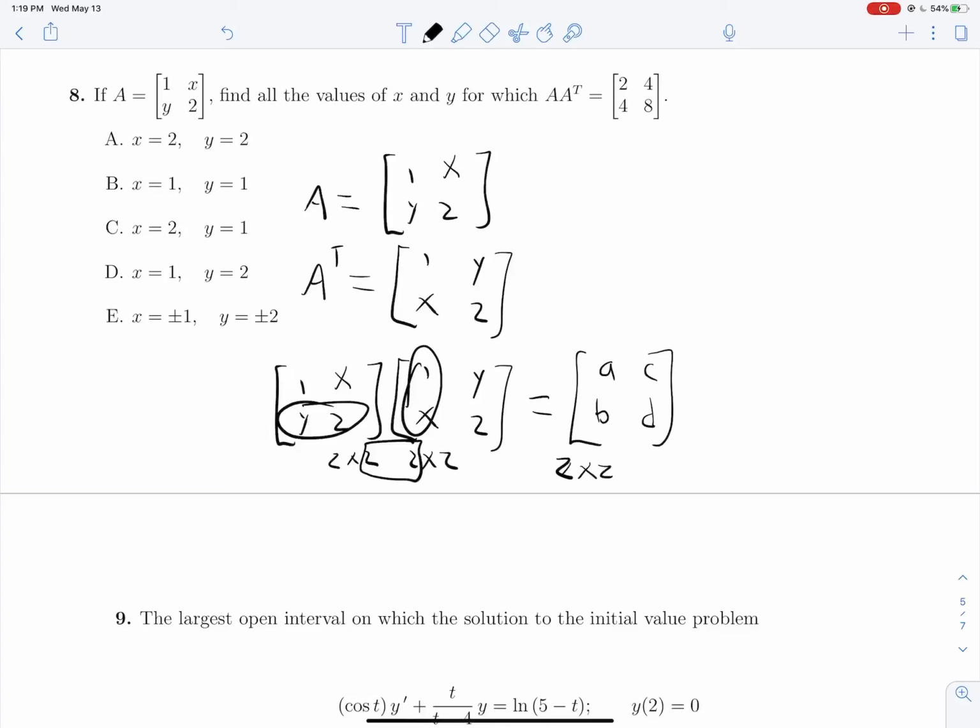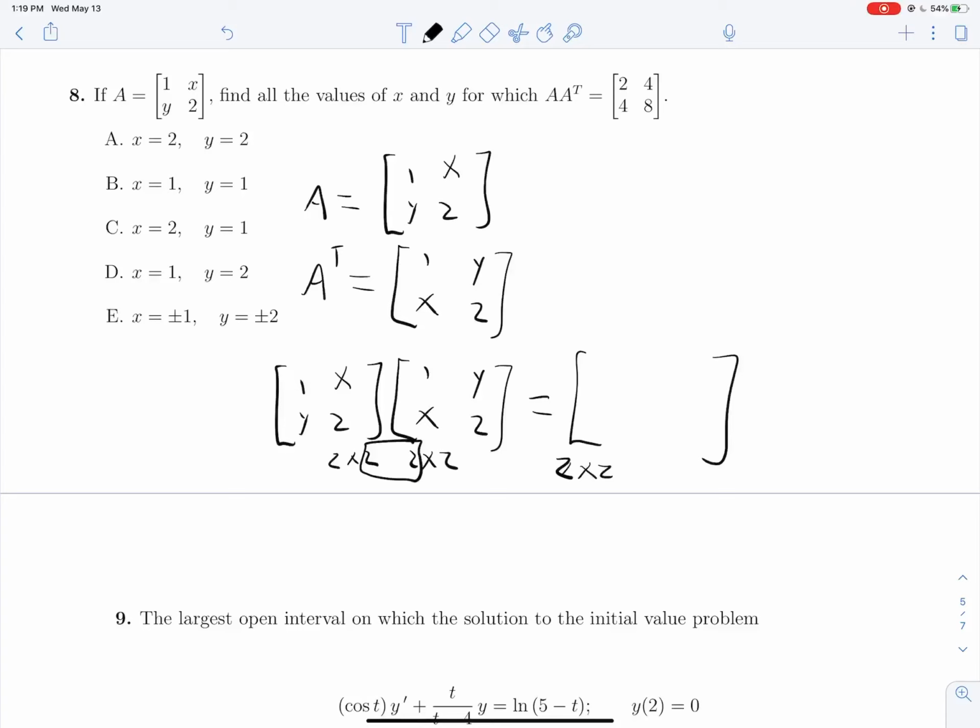So for this one, we would multiply y and 1 and then add that to 2 times x. Then for our C and D entries, it's the same kind of thing, except we will be dotting this row and column pair, and then this guy for D. So let's do that. Let's solve.